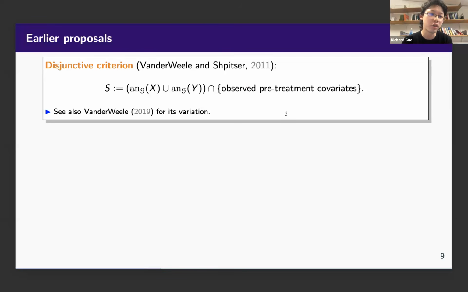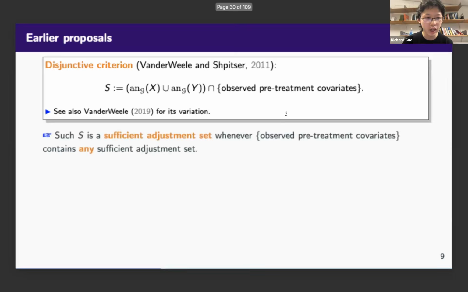In the data set, you have the treatment X, you have the outcome Y, and you also have collected the data for a bunch of observed pre-treatment covariates. Then you go through this table to ask, for each covariate, whether the covariate is either a cause of X or a cause of Y, or both. If the answer is yes, you include that covariate into the set S. So this is a disjunctive criterion.